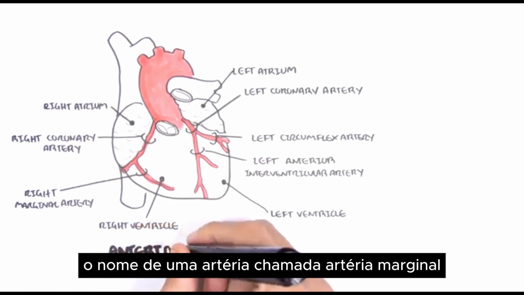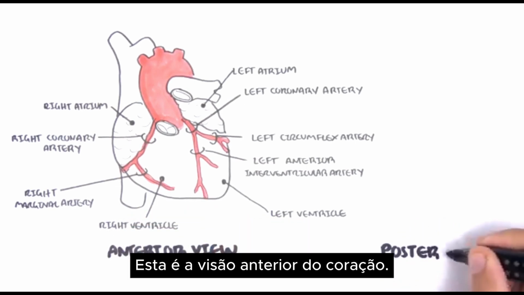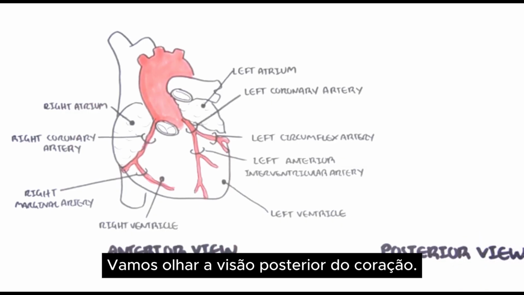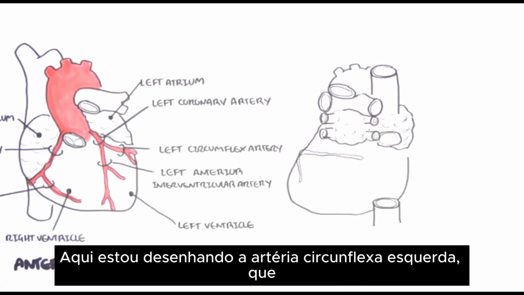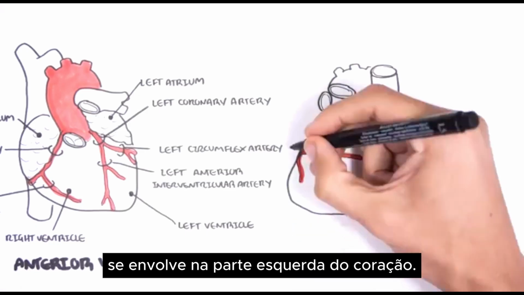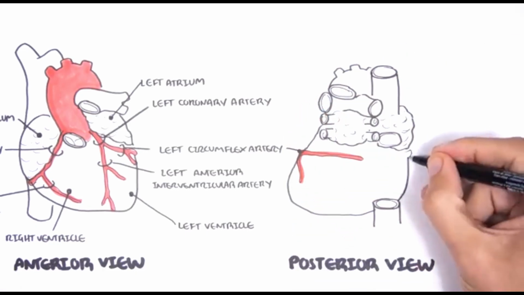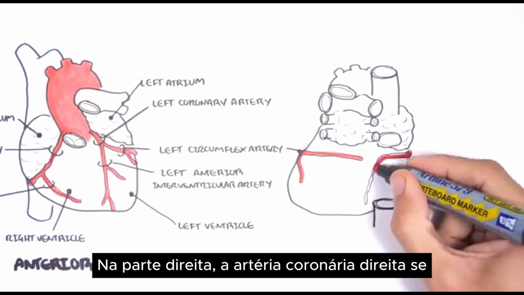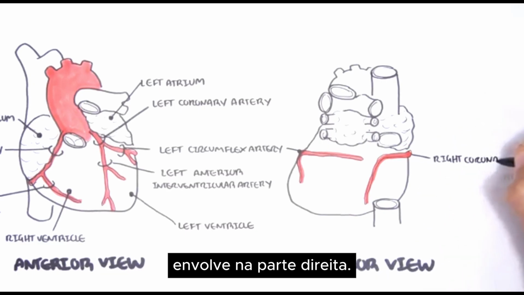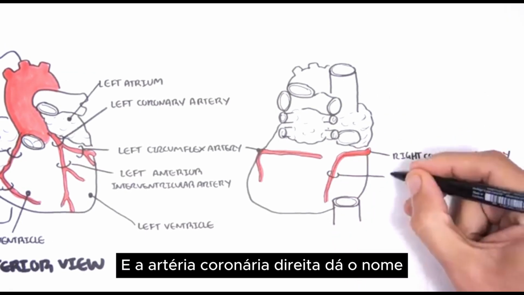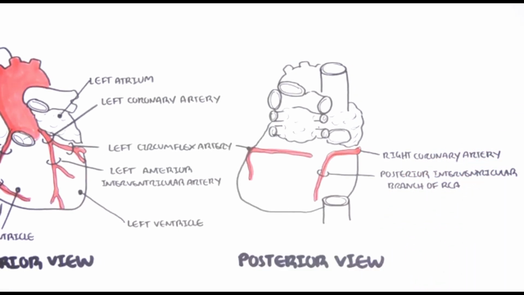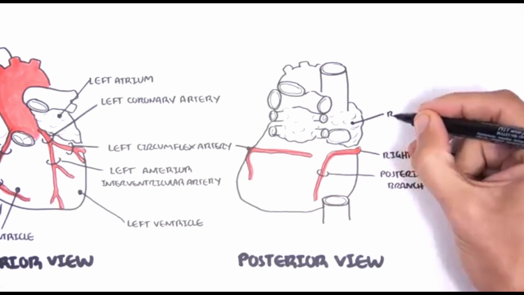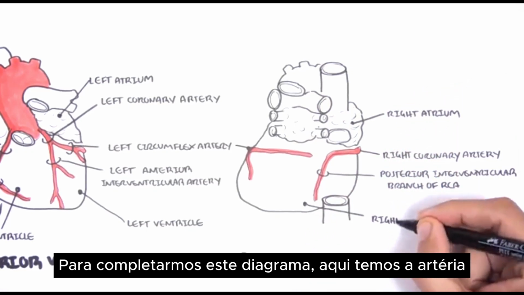So again, this is the anterior view of the heart. Let's look at the posterior view of the heart. So here I'm drawing the left circumflex artery, which is wrapping around the left side of the heart. On the other side, the right coronary artery is wrapping around the right. And the right coronary artery gives off the branch called the posterior interventricular artery. Just to complete this diagram, here you have your right atrium and your right ventricle.